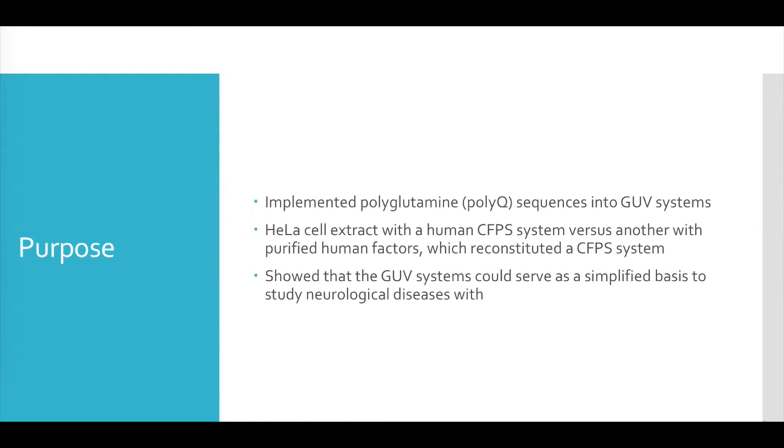The two different types of systems they used were the HeLa cell extract with the human CFPS system, which was essentially this in vitro liposome structure, and it had some cellular components to it in order to help with the translation and transcription process of those sequences. And then the other one they used was even more simple. It had a purified human factor, which was essentially a reconstituted form of the first one. So throughout all of these experiments that they did in the article, it showed that the GUV systems could serve as a simplified basis to study neurological diseases with, just like Huntington's.